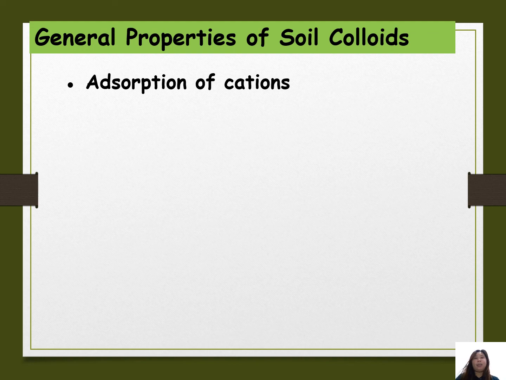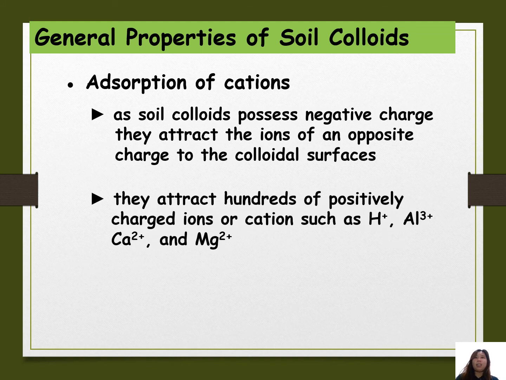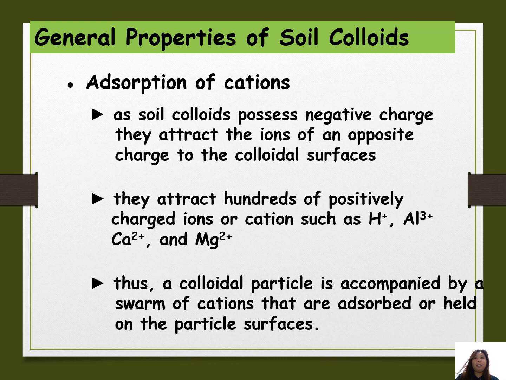Next is the adsorption of cations. As soil colloids possess negative charge, they attract ions of an opposite charge to the colloidal surfaces. Because our soils have net negative charge, the soils can adsorb on their surfaces the cations that the plants need. They attract hundreds of positively charged ions or cations such as hydrogen ion, aluminum 3+, calcium 2+, and magnesium 2+. Thus, a colloidal particle is accompanied by a swarm of cations that are adsorbed on the particle surfaces.